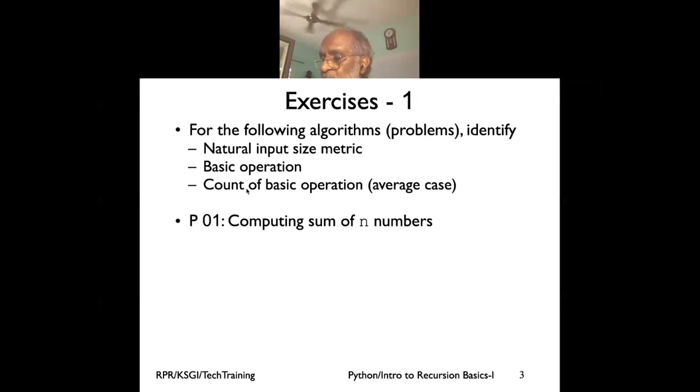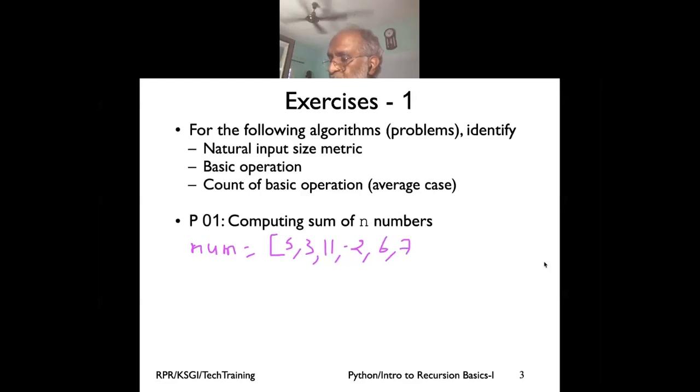So let's look at the problem where you're given n numbers, and you are told to find the sum of the n numbers. These n numbers are given to you in a list. So let's say the list is nums: 5, 3, 11, -2, 6, 7, let's say 10, whatever. Given this list, how do you find the sum of n numbers?